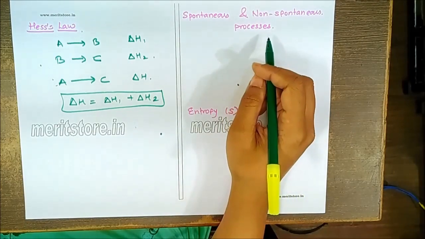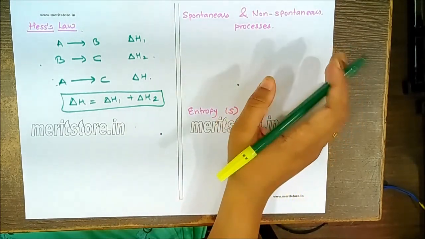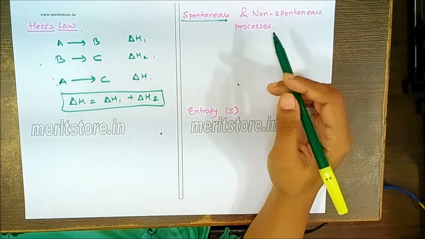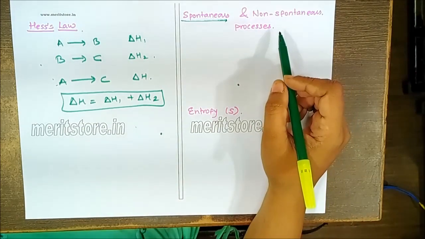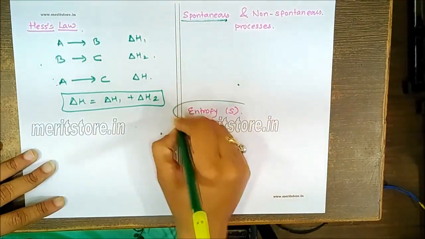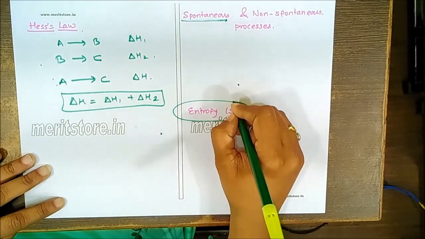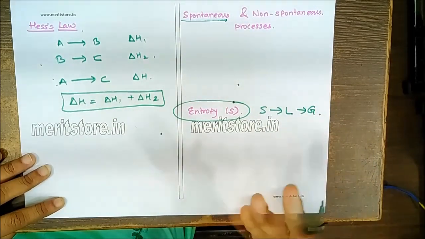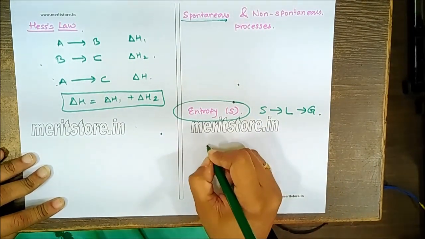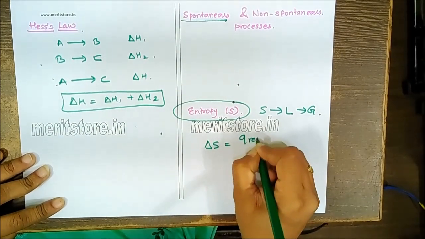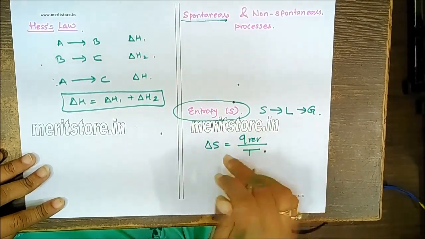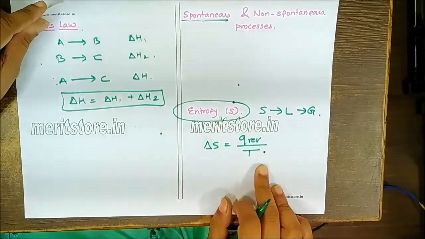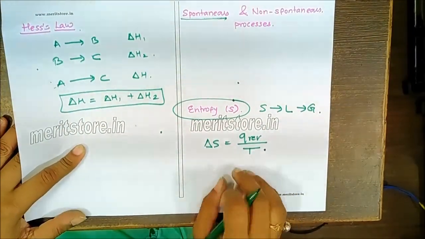Spontaneous and non-spontaneous processes: the process which occurs on its own, with no external forces required, we call a spontaneous process, and the one which requires external forces to occur, we call non-spontaneous. Now in this case, entropy plays a very important role. Entropy is nothing but randomness. So when a solid turns to liquid and then to gas, the entropy of the system, that is the disorderliness, always increases. Entropy of the system is generally calculated by using heat reversible upon T. So it's directly proportional to the heat provided and inversely proportional to the temperature at which the system is already present.